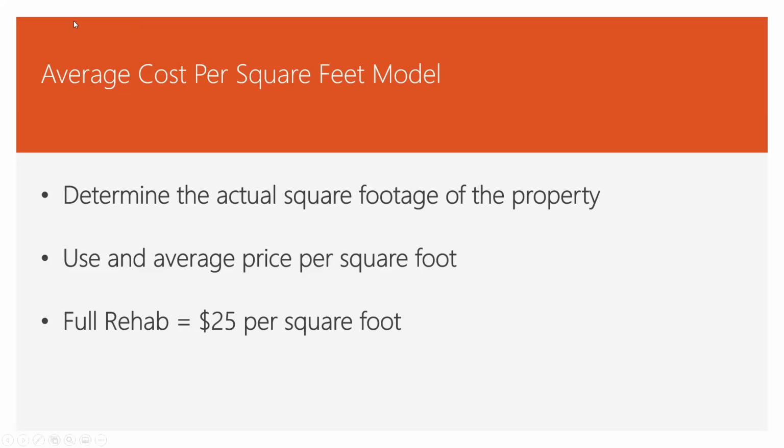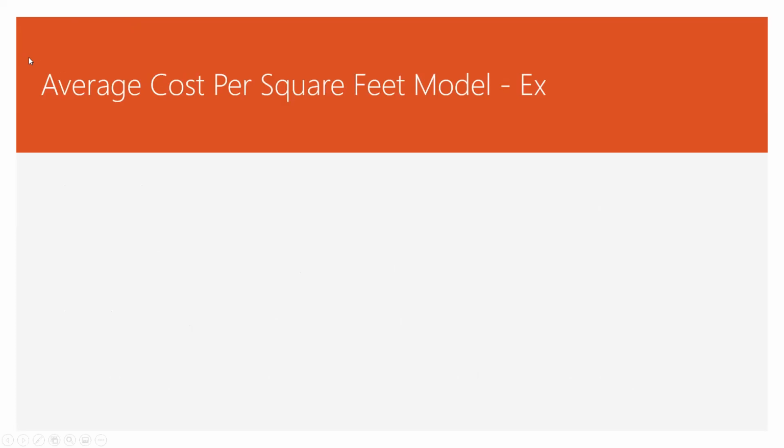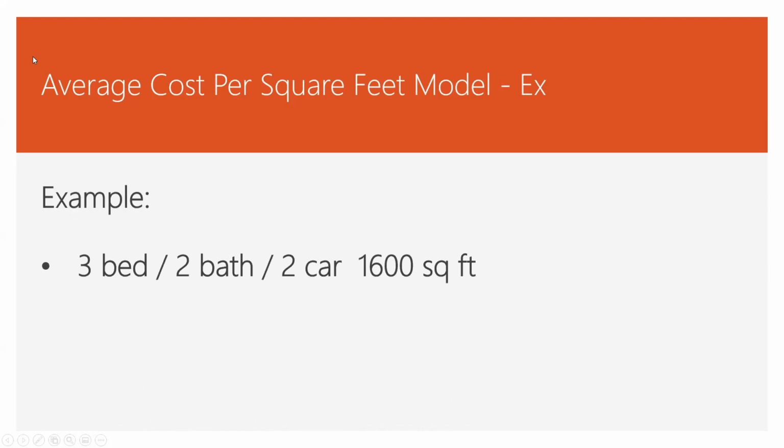When we're talking full rehab, we're talking everything: roof, siding, central heat and air, flooring, cabinets, kitchen, bath, from the rooter to the tooter. So $25 a square foot is going to cover everything. Let's use an example. Say you have a 3-bed, 2-bath, 2-car property with 1,600 square feet. This property needs everything. It's a full-blown rehab.